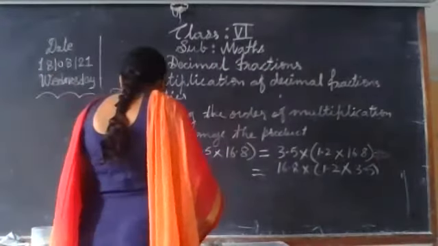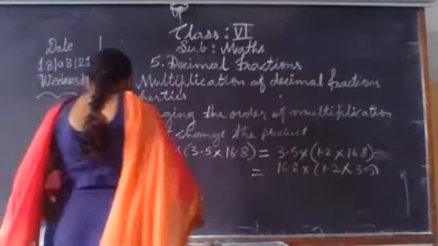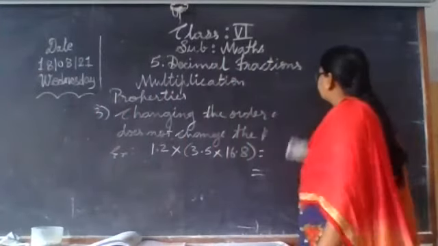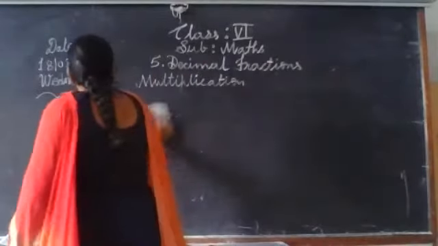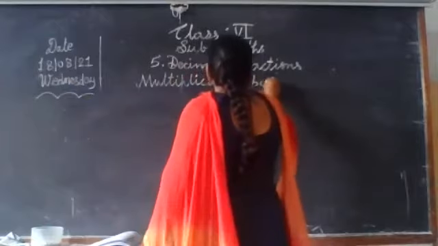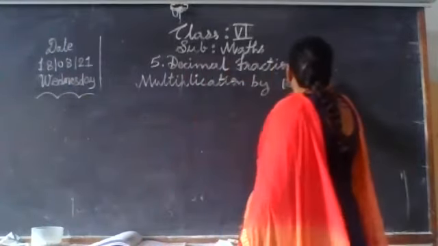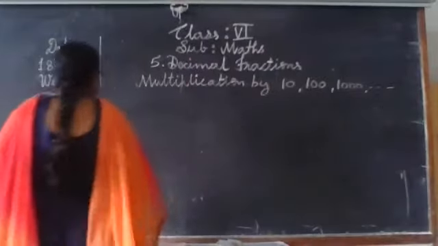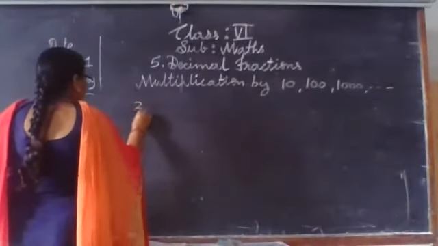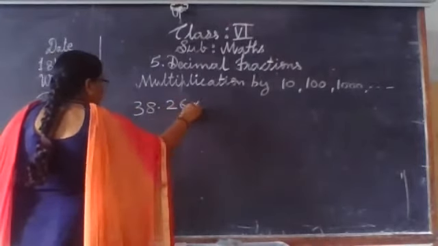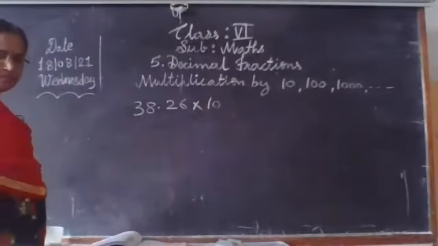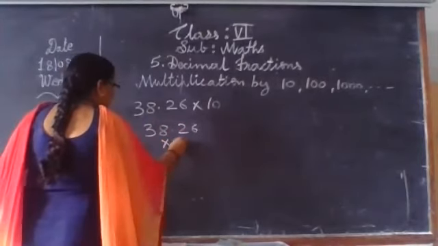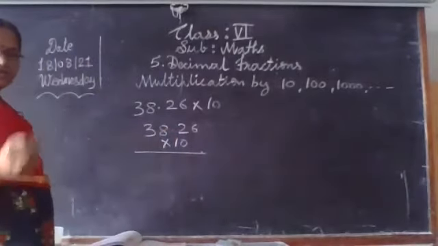Got it, beta? Now let's see multiplication by 10, 100, 1,000 and so on. For example, 38.26 multiplied by 10. Okay, now this time you have to ignore the decimal point.